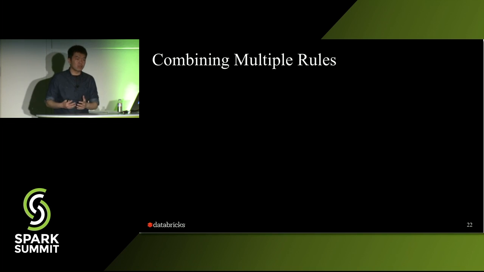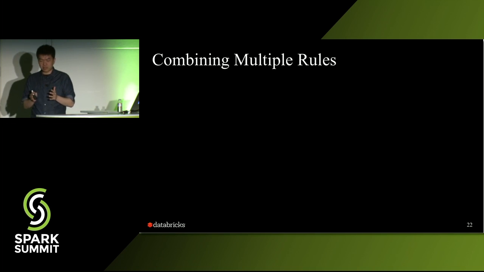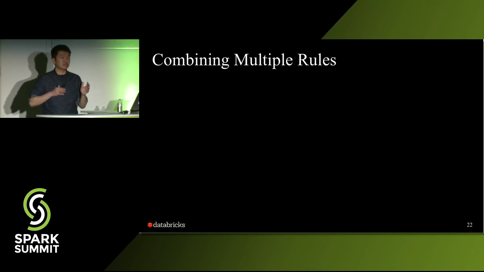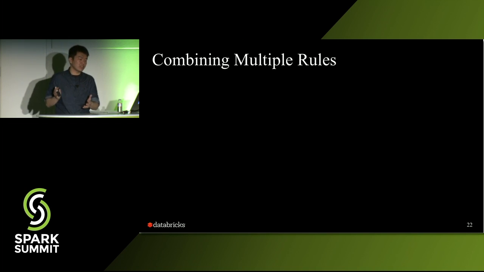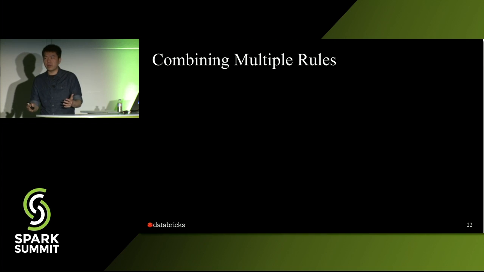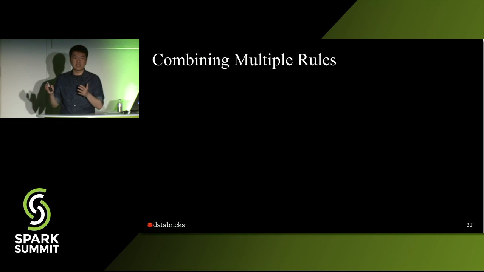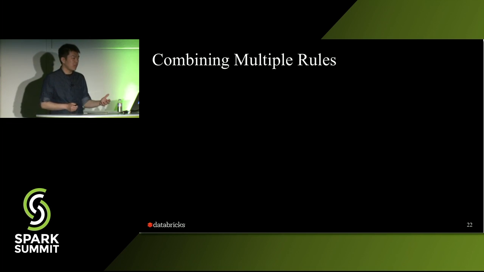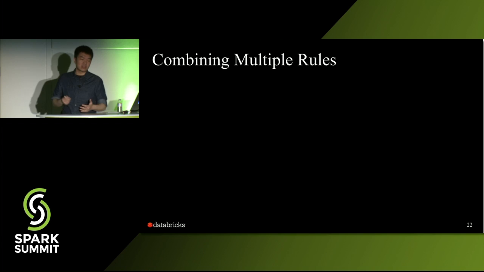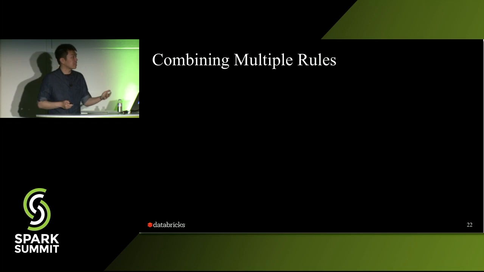Okay, so this is pretty cool. We can write a single transform function to transform a tree to another tree of the same type. But oftentimes, we want to combine different kinds of transformation rules to make changes to the tree, which cannot be done by a single transform rule. So in Catalyst, we can easily combine multiple rules together. Let's see an example first.